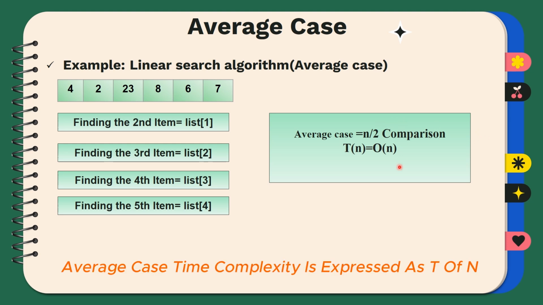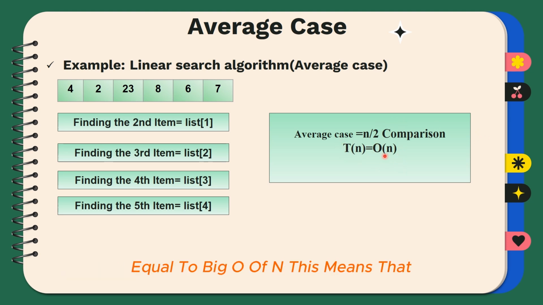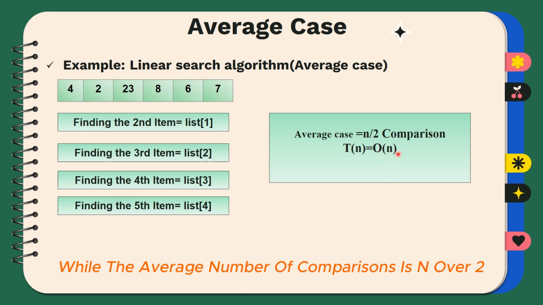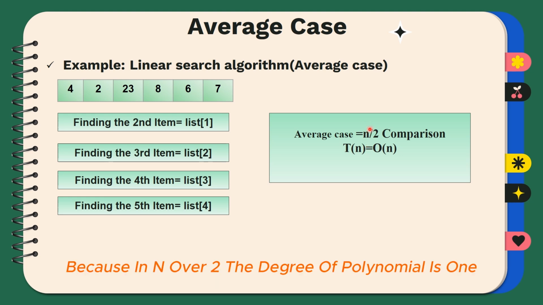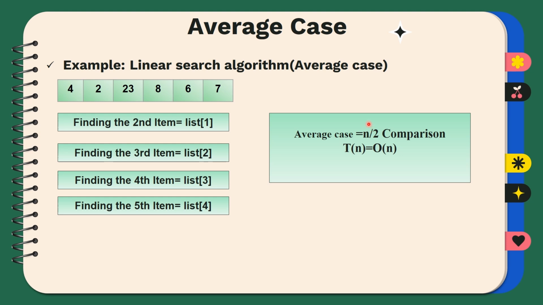Thus, average case time complexity is expressed as T of n equal to big O of n. This means that while the average number of comparisons is n over 2, we simplify it to linear time complexity for larger n, because in n over 2, the degree of the polynomial is 1.